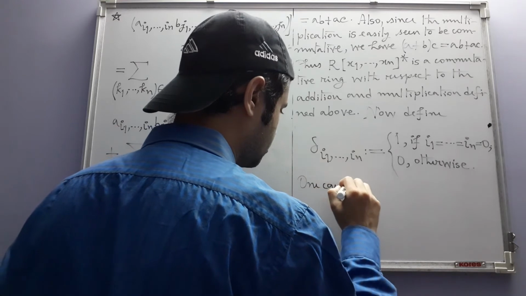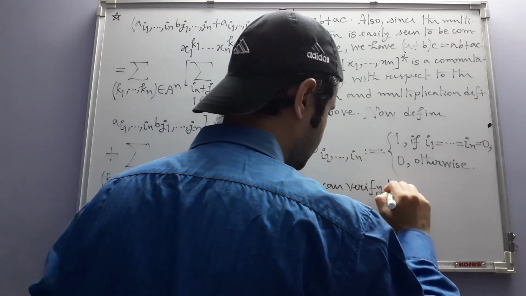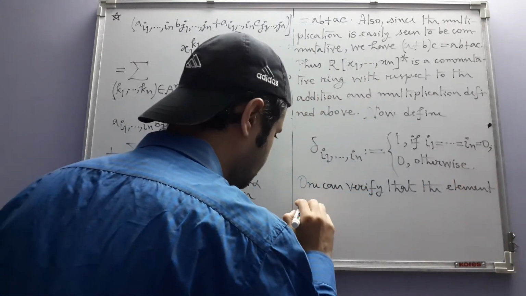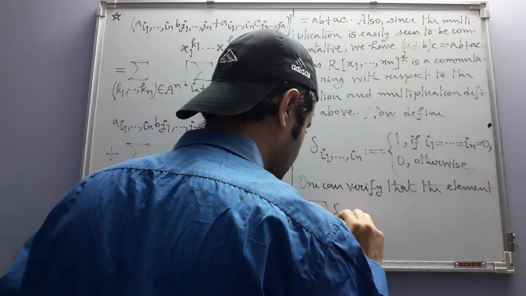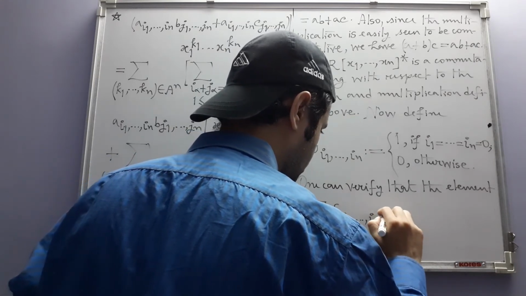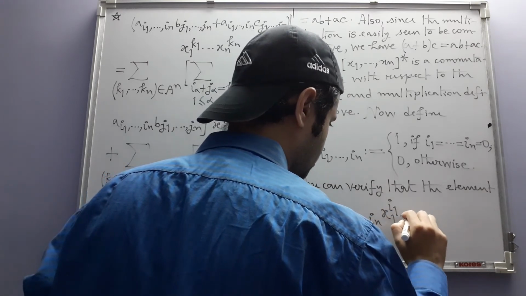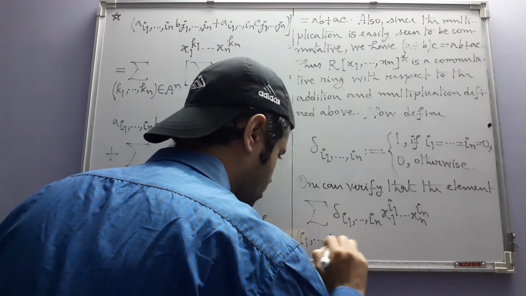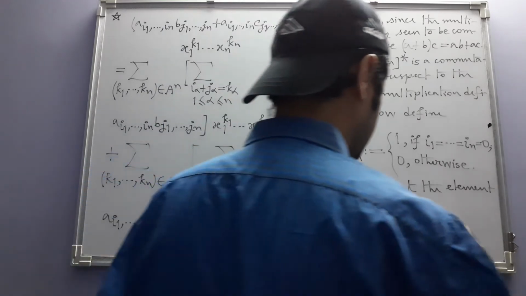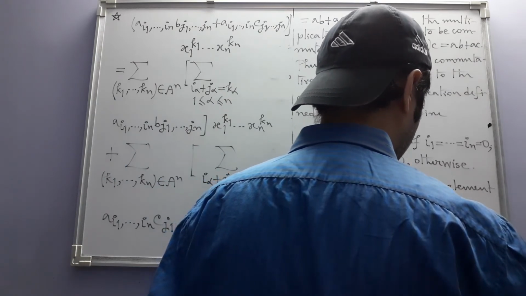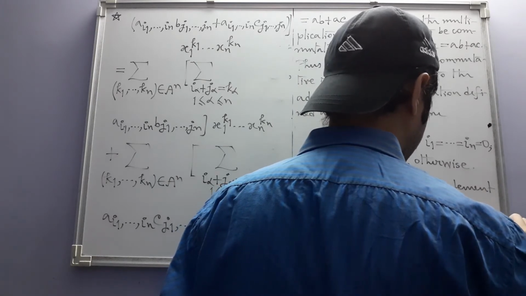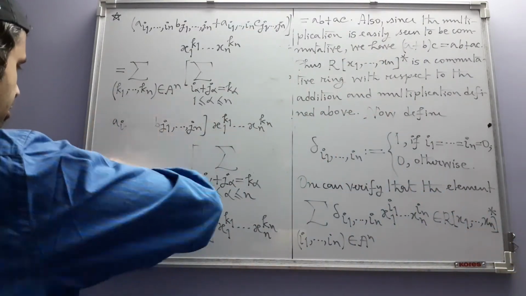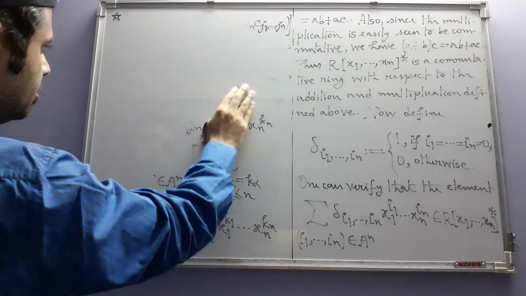One can verify that the element in our set of formal symbols, which now we can call a ring because we have shown that it's a ring, this element acts as a unit element. So our ring also has a unit element.